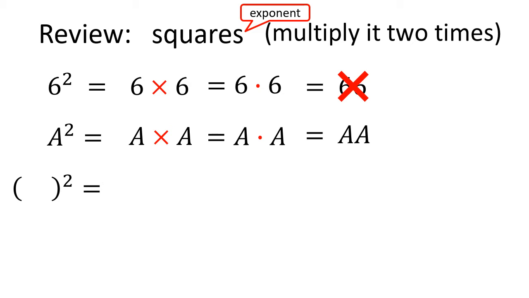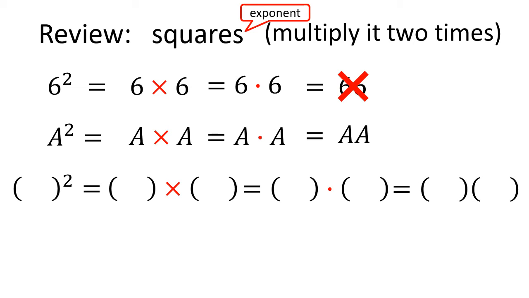The third example is bracket squared. This means multiplying brackets 2 times. So bracket squared is equal to bracket times bracket. Again, we can use a dot instead of a multiplication sign. It can be expressed as bracket dot bracket. We could also express this as bracket bracket.